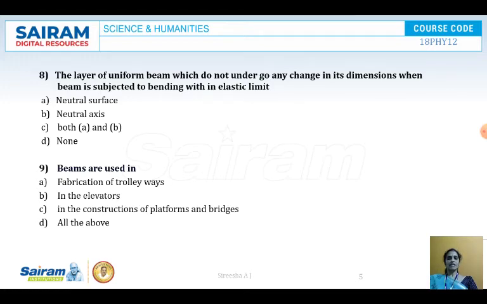Next, 9. Beams are used in fabrication of trolley ways, in the elevators, in the construction of platforms and bridges, and D is all the above. Usually beams are used in all the above. So the option for 9 is D, all the above.